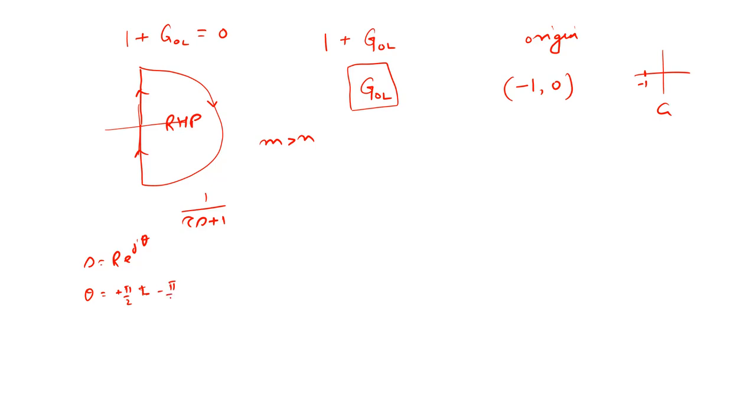That's the semicircle, right? So if you take s equal to this and substitute it into this guy, you'll get 1 over tau r e to the power j theta plus 1, and as r tends to infinity, the magnitude of G tends to 0. So when you're going along the semicircle, most or all practical G open loop transfer functions map to the origin, because the magnitude is zero in the G plane. This will become clearer when we do an example.